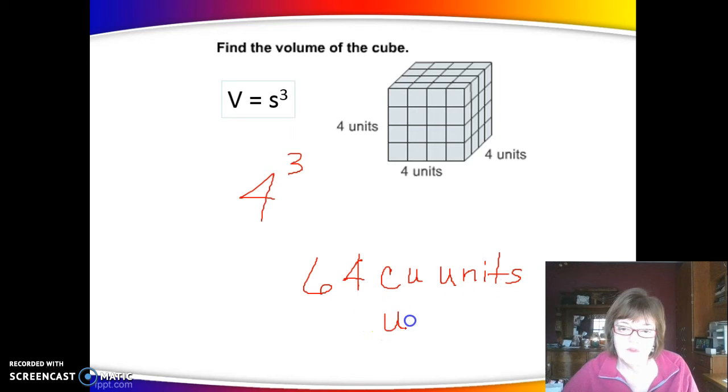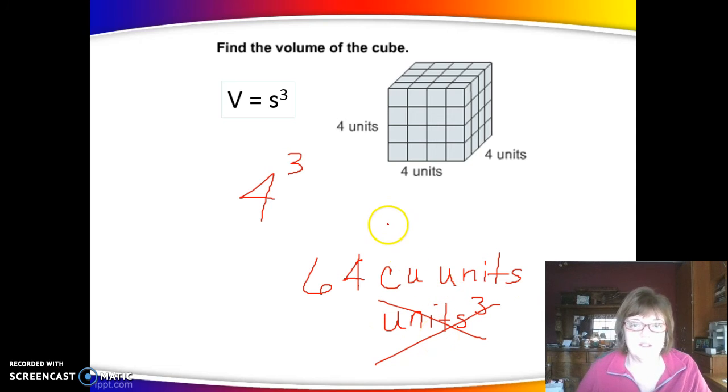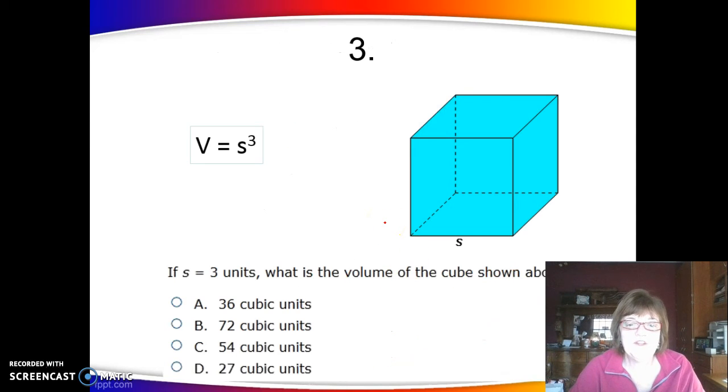Or we can write the units cubed. But that looks silly. Don't do it that way. You can, but it looks silly. Do cubic units. Okay, your turn. See? There it is, cubic units.